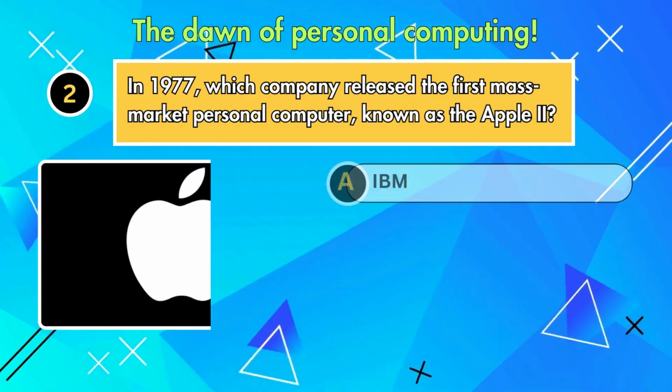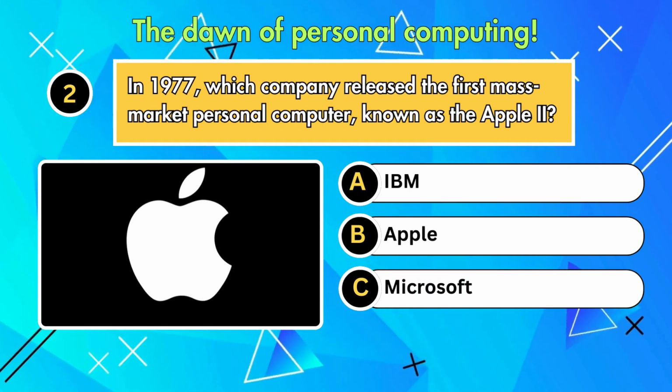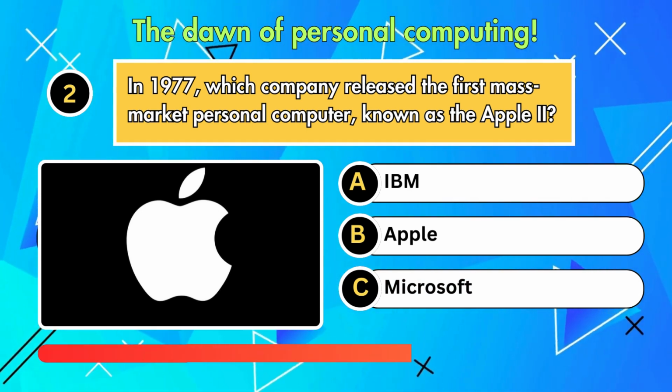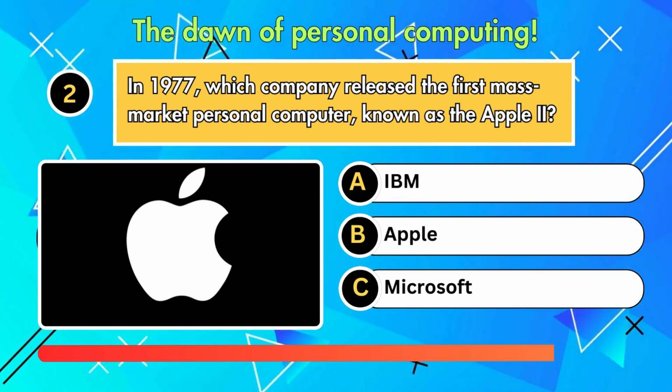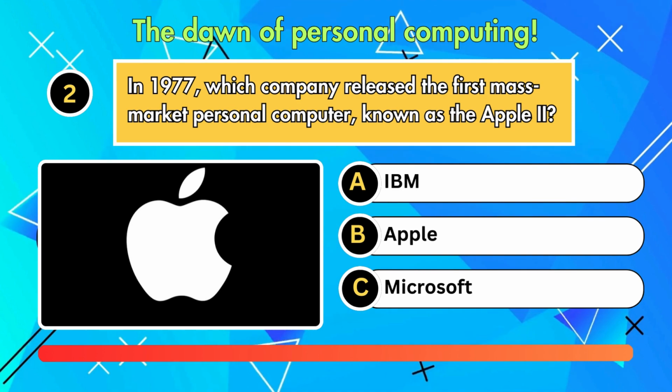In 1977, which company released the first mass-market personal computer, known as the Apple II? Option 1, IBM. Option 2, Apple. Option 3, Microsoft.